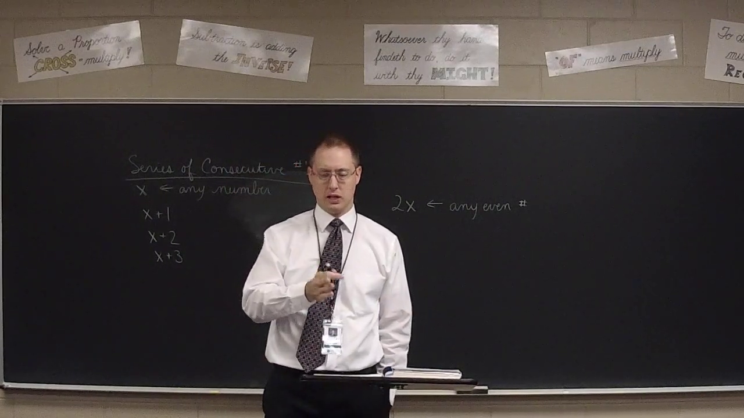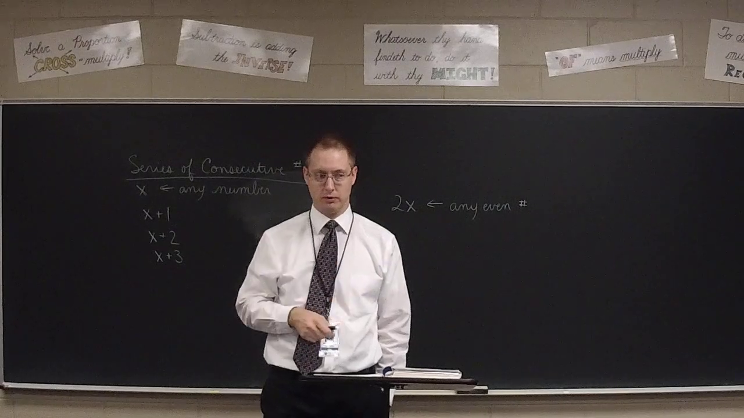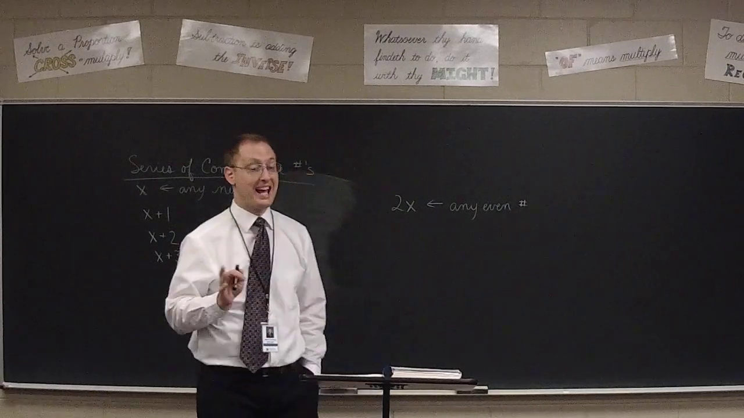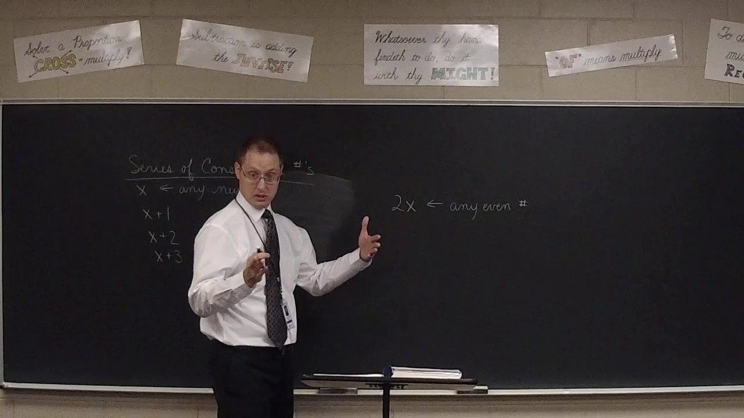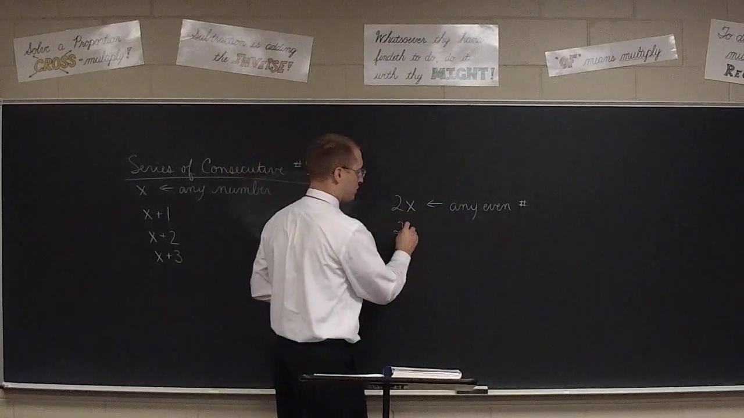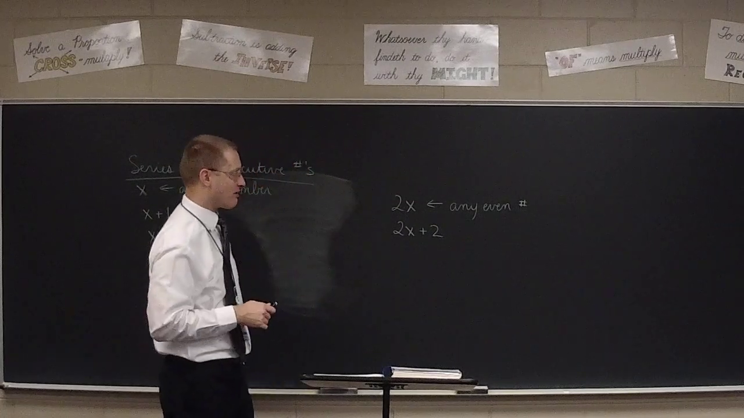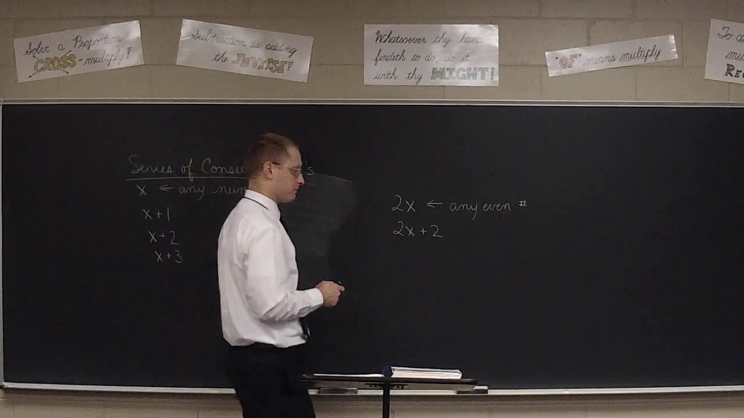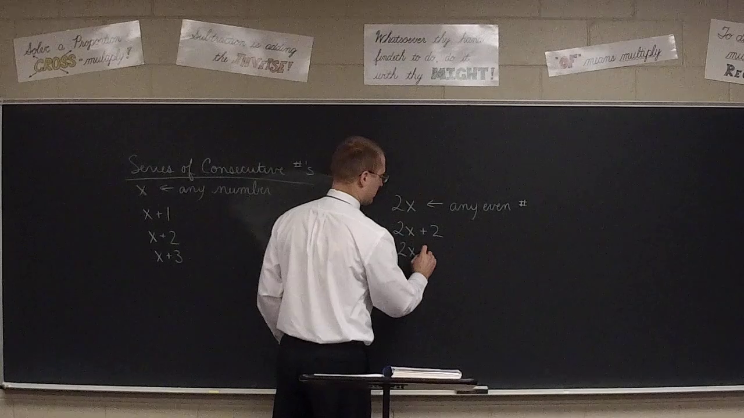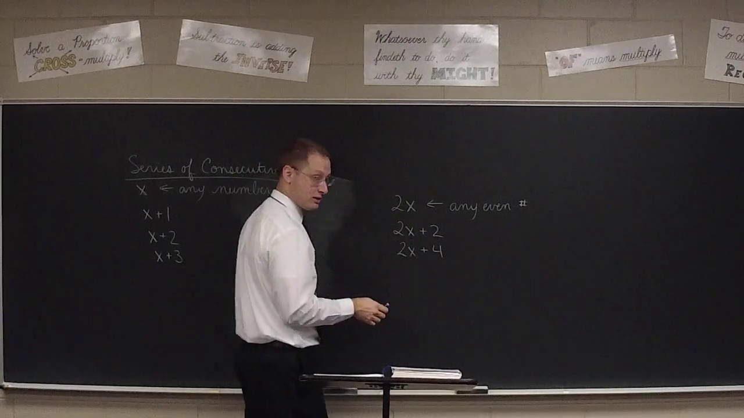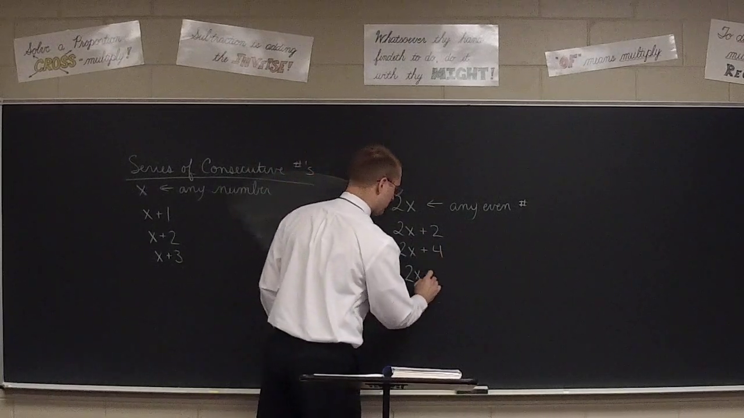Now question, how do I go from one even integer to the next even integer? 4, 6, 8, 10, 12. Well, not x plus 2, 2x plus 2, right? I would add 2, so 2x plus 2 would be the next consecutive even integer. What about the next one? 2x plus 4. What about after that? 2x plus 6.